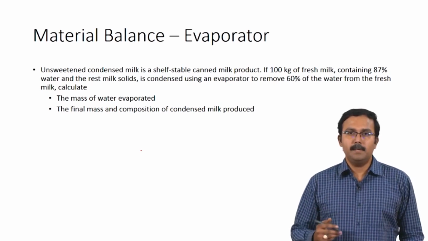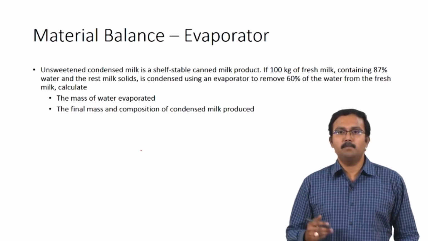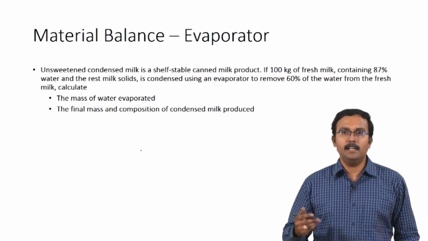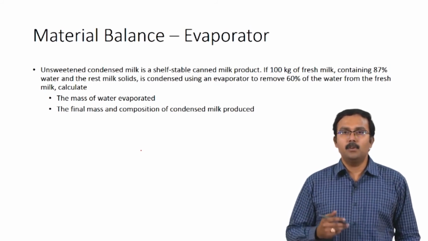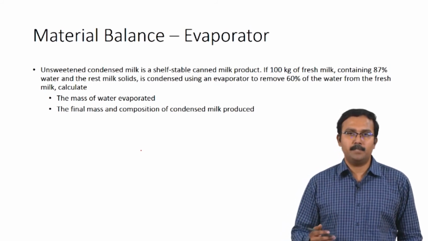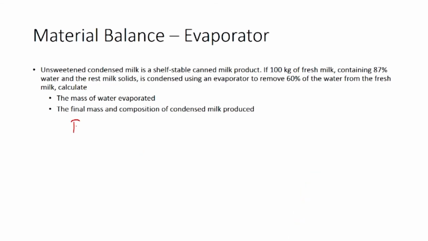So, the problem statement says that 100 kilograms of fresh milk is entering into the evaporator. So, we will use 100 kilograms of fresh milk as the basis. So, let us write down the basis as 100 kilograms of fresh milk.